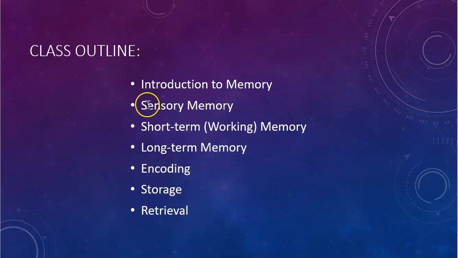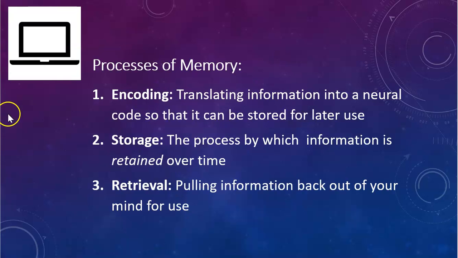Because we're going to talk about these three types of memory first, I'm just going to give a very short overview of the process of memory. The process of memory is very simple. We have three steps. Remember, this is the information processing approach. Encoding is the very first step, and that's translating information into a neural code so that it can be stored for later use. In other words, it's just getting the information into your head.